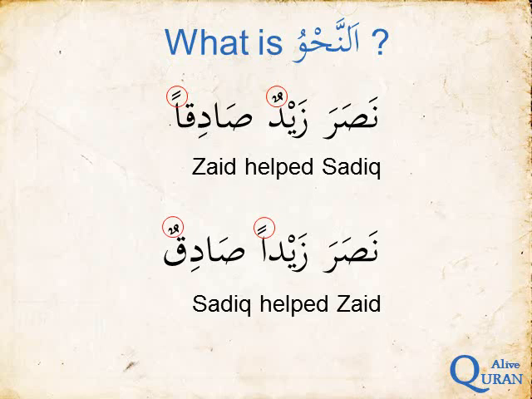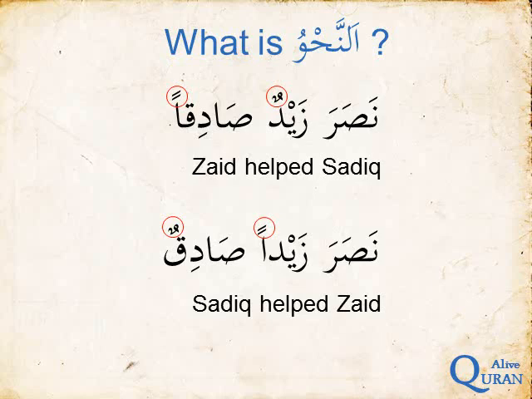Now, one of the rules in Arabic in terms of these two examples is that the word with un will be the subject or the doer of the action. So in the first sentence, the subject, the doer will be Zayd. In the second sentence, the subject doer will be Sadiq, just because of the un. And the an would be the object or the done upon in the sentence. So in the first sentence, it would be Sadiq, and the second sentence, it would be Zayd.